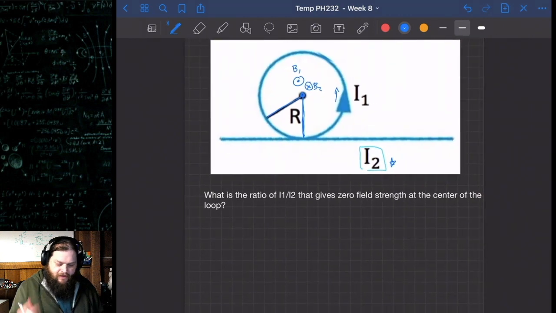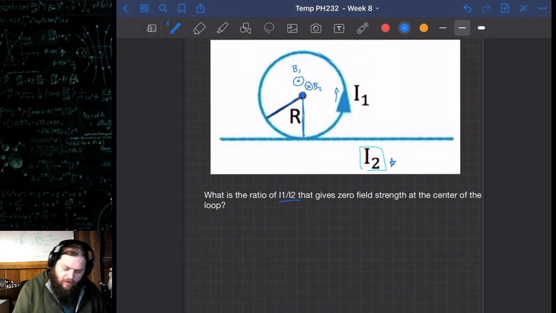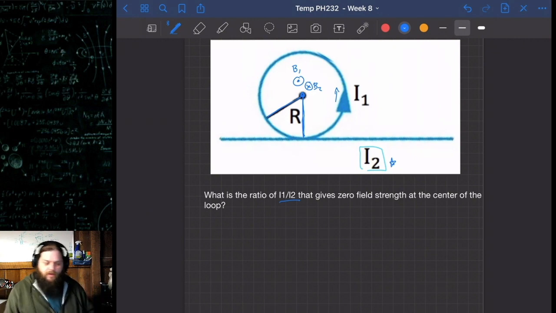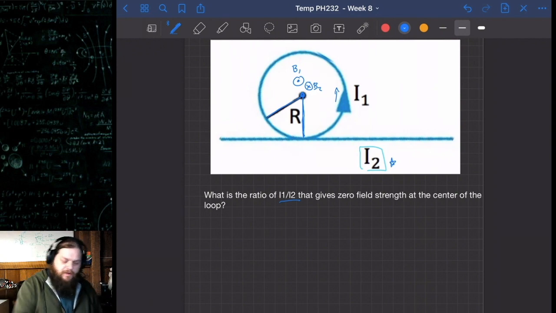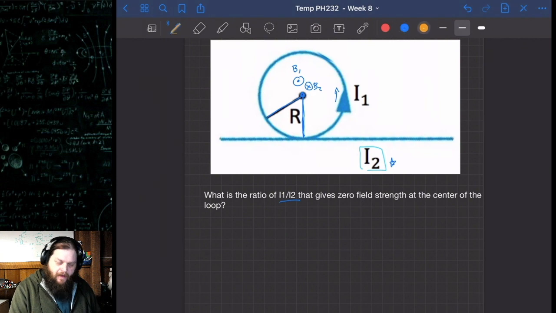Then they ask us, what is the ratio of I1 to I2 that gives you zero field at the center of the loop? Because they're not telling us what the current of I1 is or the current of I2 is, but there's some ratio between those two. If we were to define one, then we could define the other just by knowing this ratio. And to find that out, we need to use the equations for the magnetic fields that we know and love.